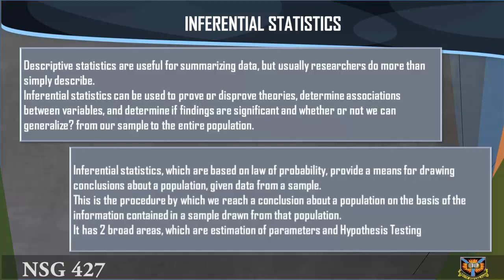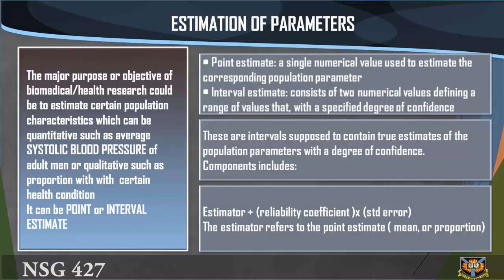It has 2 broad areas, which are estimation of parameters and hypothesis testing. Estimation of parameters. The major purpose or objective of biomedical or health research could be to estimate certain population characteristics, which can be quantitative, such as average systolic blood pressure of adult men, and qualitative, such as proportion with certain health condition. It can be point or interval estimate. 1. Point estimate. A single numerical value used to estimate the corresponding population parameter. 2. Interval estimate. Consists of numerical values, defining a range of values that, with a specific degree of confidence, we feel includes the parameter being estimated.